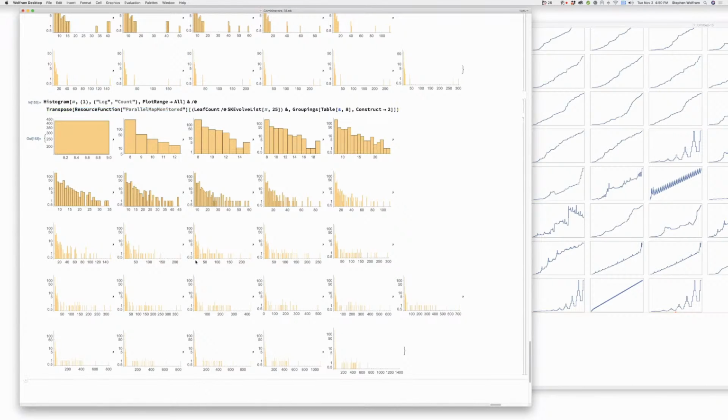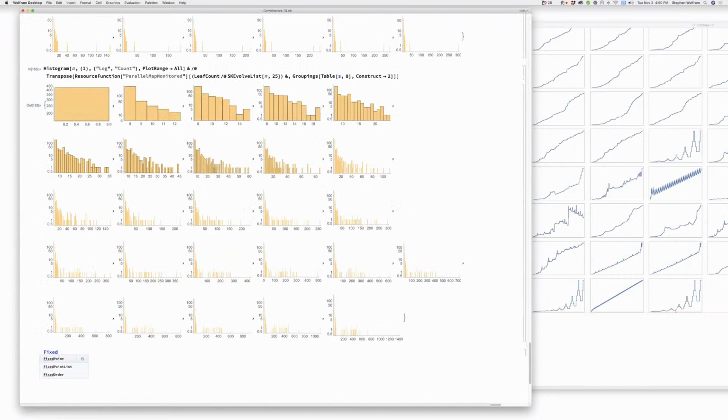Yes, I've actually got a good idea here. Okay, so what I'm going to do is I'm going to say fixed point SK fixed point evolve list of this thing here. And I'm going to limit that to, let's say, a leaf count of 2000.